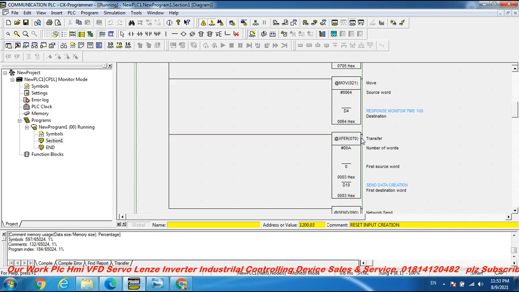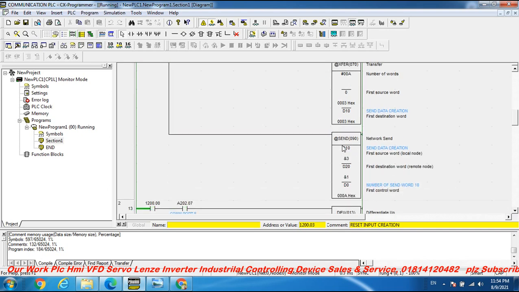And now XFER, transfer number of words. The first source word is send data creation, #000A, the number of words. Send data creation is 10 words of data, A means 10 words of data, stored from D10.